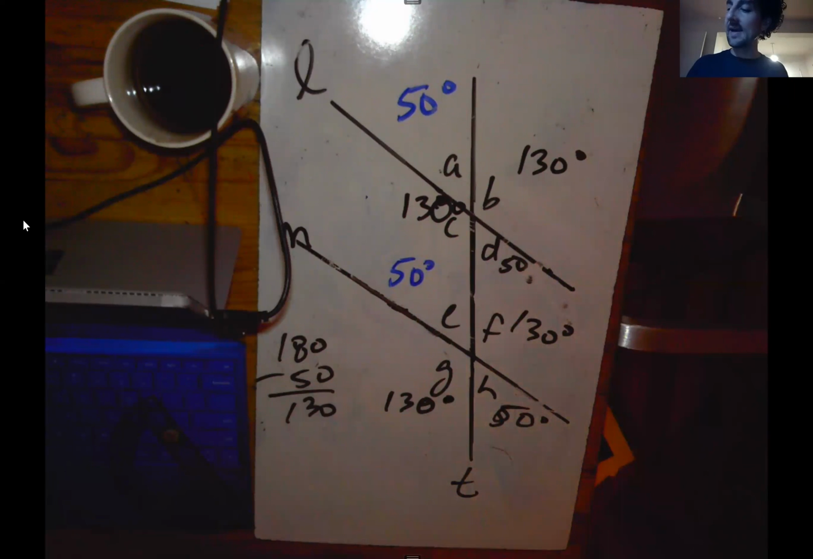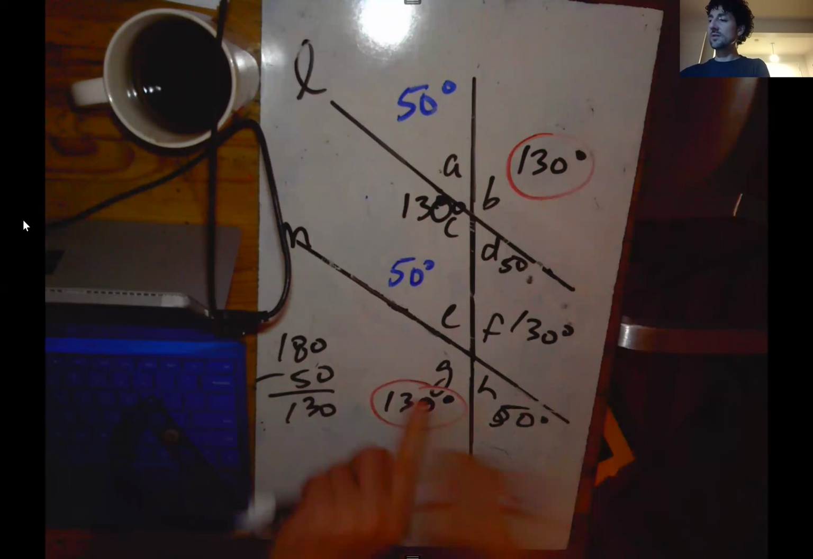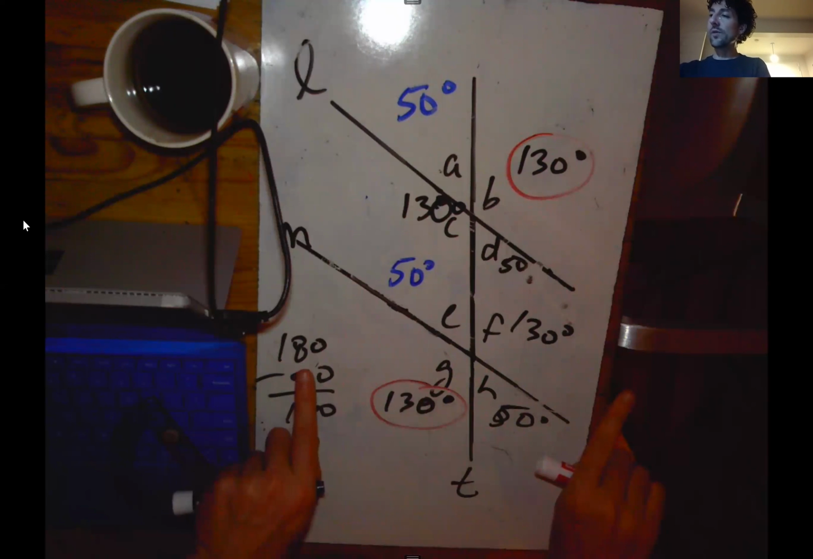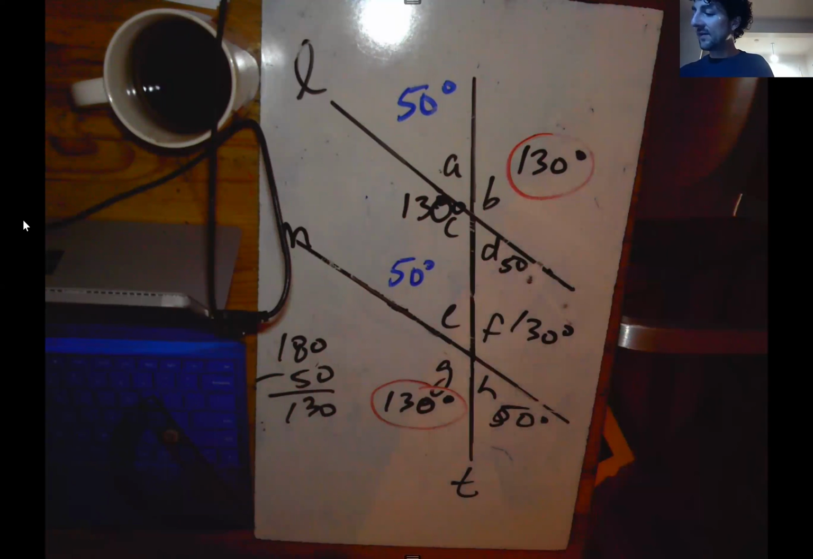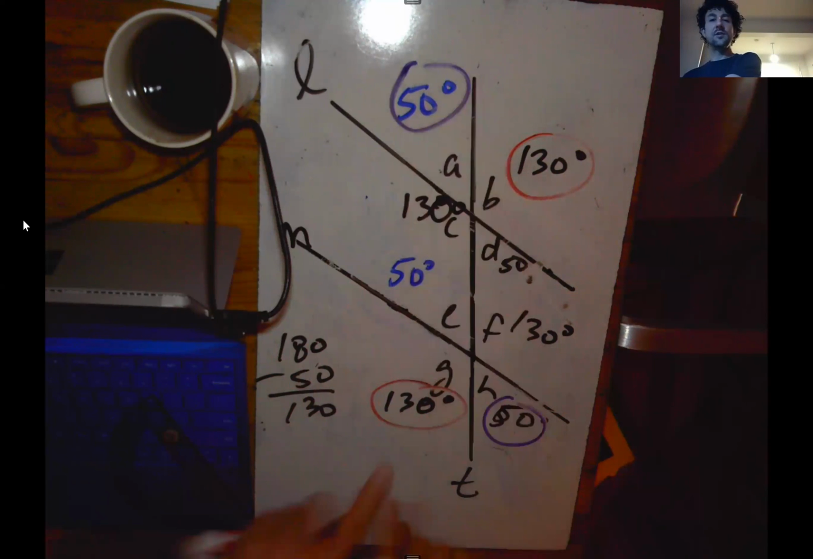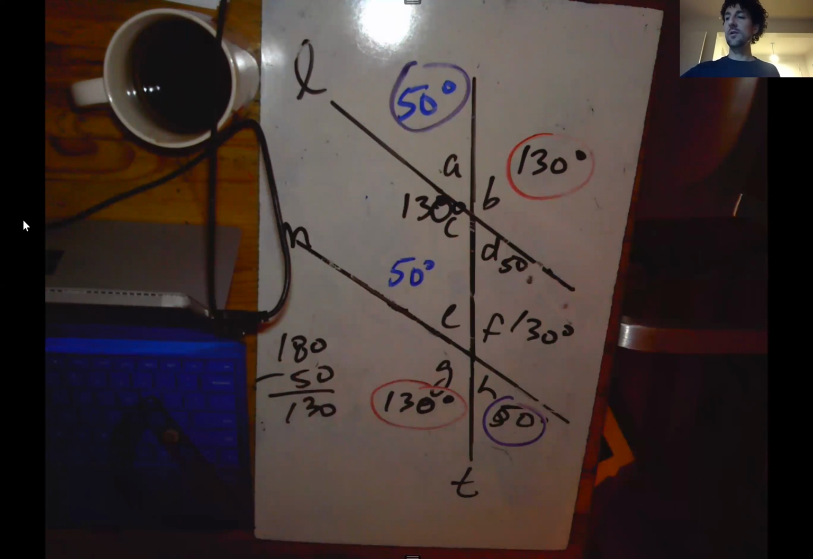So alternate exterior: on the exterior of the lines and alternate from the transversal. So our 130s are congruent and our 50s are congruent. Our alternate exterior angles are now congruent. This is what happens when lines are parallel and crossed by a transversal.